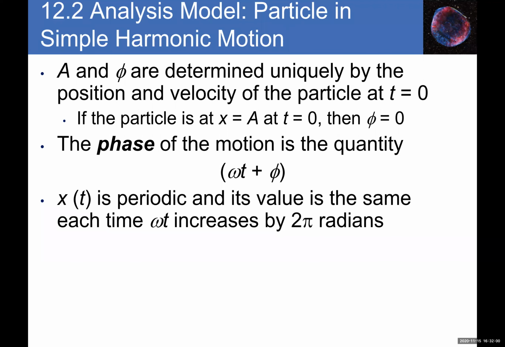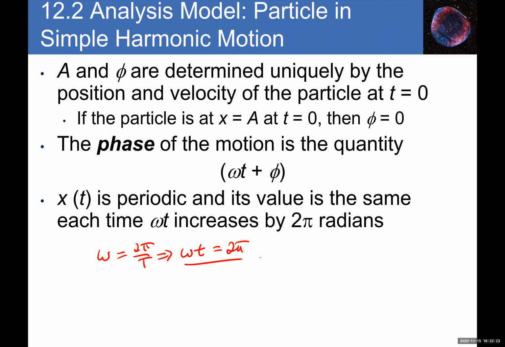2 pi radians. So that's why when I have this equation, omega is equal to 2 pi over T, if I cross multiply, you can see omega T, where T is the period, is equal to 2 pi, because you complete that much angular displacement, 2 pi radians.